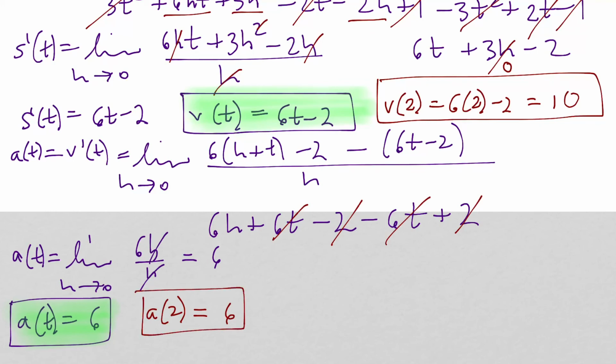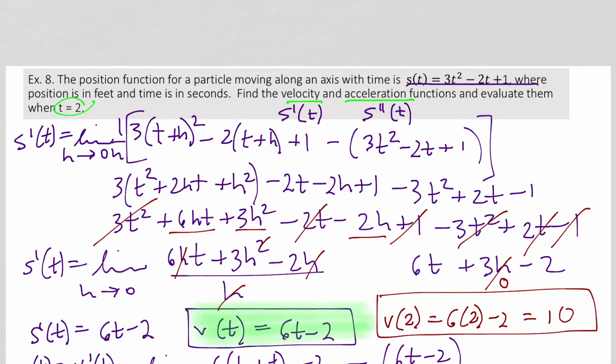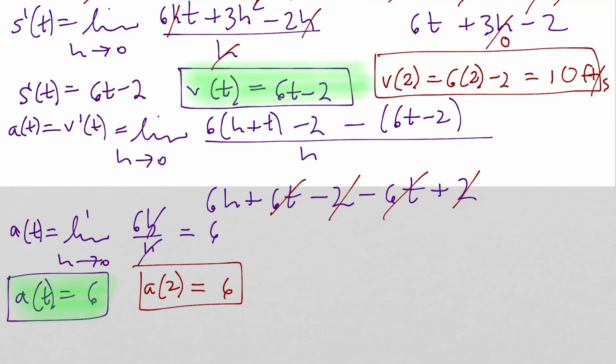Now let's put our units on. The units for velocity would be, is it feet or meters? Let's see, do we have feet? So feet. Velocity, feet per second. And then acceleration, 6 feet per second squared. Units for acceleration, feet per second squared. Okay, so those are our answers at evaluating the velocity and acceleration at time t is equal to 2.